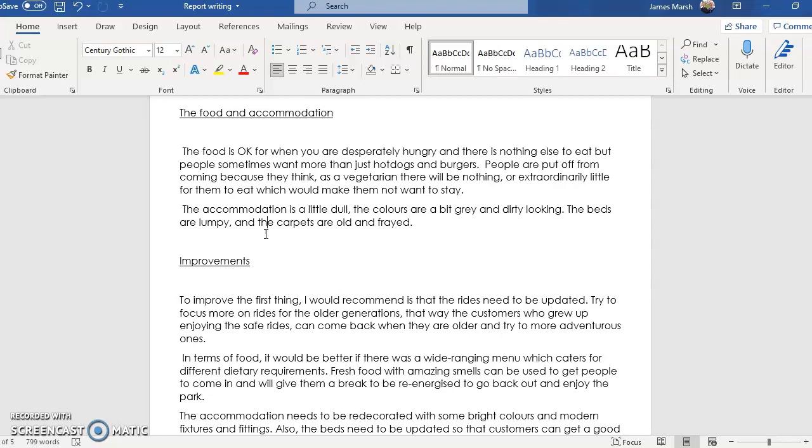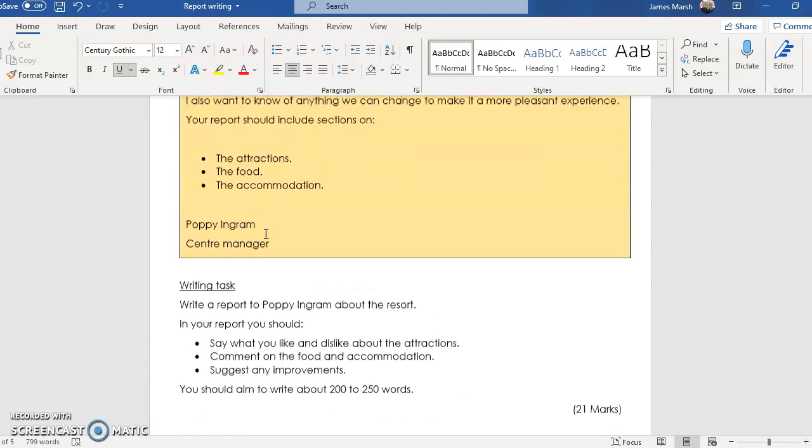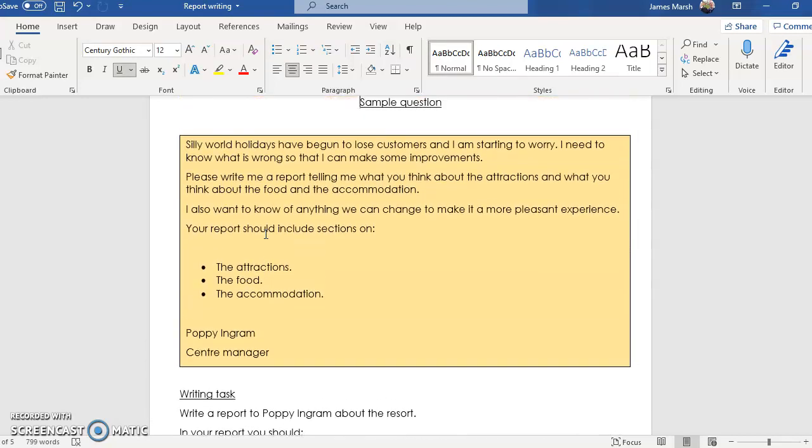I find that it's a lot easier when you start experimenting with these things. So once this video is finished, if you want to have a look at this sample answer and have a go at writing your own response and see what your preferred structure is. Make sure you've got those 3 key things in there. Make sure you're writing it to Poppy Ingram, and just experiment and get used to writing the word limit within the amount of time that you would normally have in the exam.